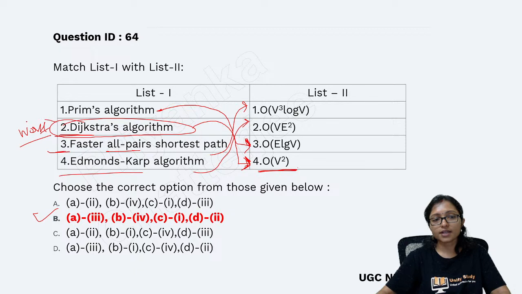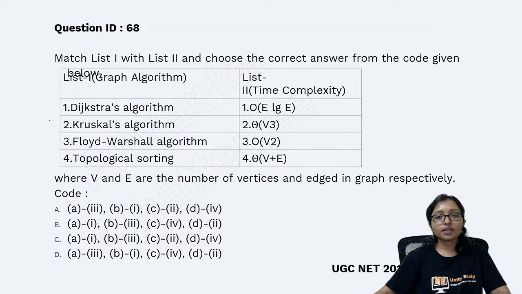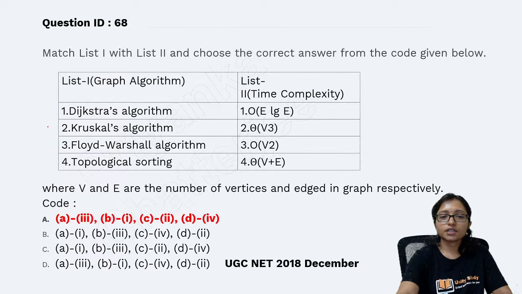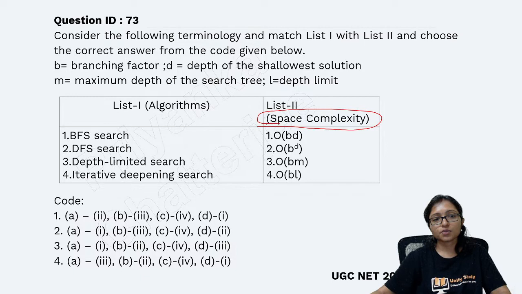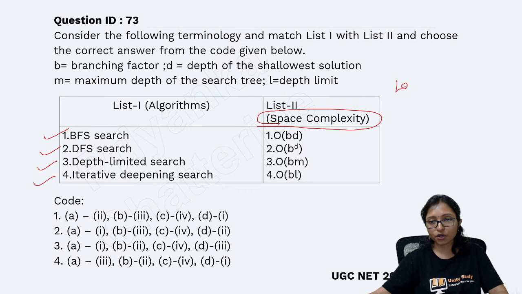Okay, now here again you can see the time complexity of Dijkstra, Kruskal, Floyd-Warshall, topological sort. I think we did this one, so this is the answer. And here is the space complexity. The space complexity of BFS, DFS, depth limited and iterative deepening search. Here is the space complexity, and this is the last question for today.